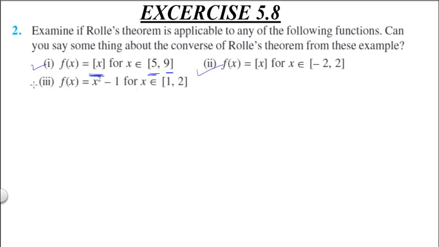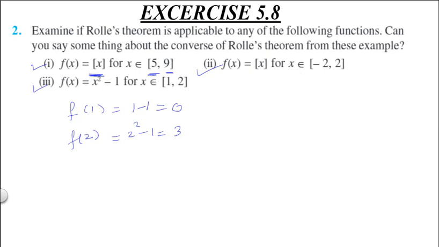In the third part you see it is a polynomial function, hence it will be continuous and differentiable, right? But what about f of 1 and f of 2? Are they equal? Let us just check. f of 1 will be 1 minus 1, which is 0. f of 2 will be 2 square minus 1, which is 3. They are not equal, hence Rolle's theorem can't be applied to it, and the converse also will not be applicable. Clear? This is a very simple question, just remember the conditions, remember the rule, and you're all set to go for the solution.